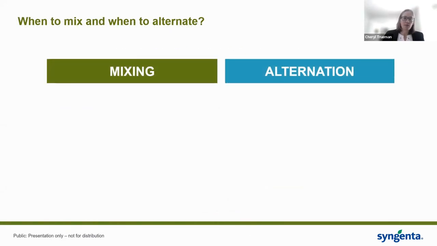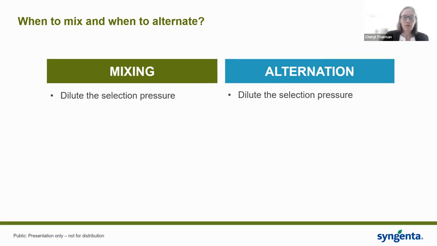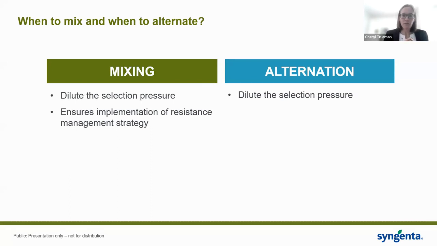We often get questions about, is it better to mix or is it better to alternate? Both mixing and alternation help dilute the selection pressures. If you think back to those animations I showed you, those 3 scenarios, we're reducing that selection pressure on resistant populations either way. When we are mixing, if it's a premix, it ensures that the resistance management strategy is implemented.